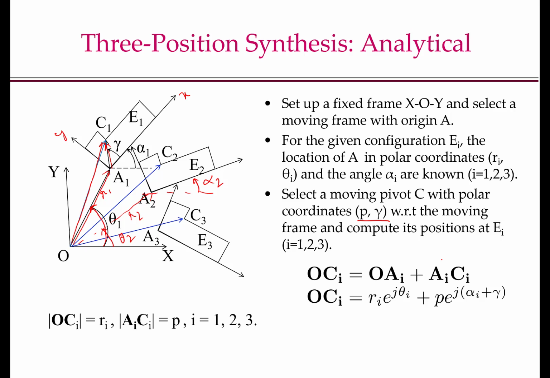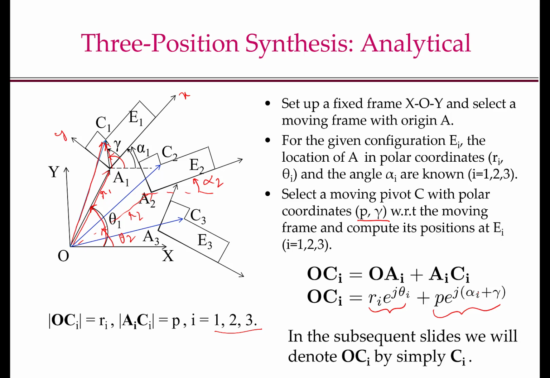The previous three equations can be written compactly as OCi equals OAi plus AiCi, where i varies from 1 to 3. OAi is Ri e to the power of j theta i, and AiCi is P e to the power of j (alpha i plus gamma). You can verify it for the pose E1. OA1 is R1 e to the power of j theta 1, and A1C1 has length P, and its angle is alpha 1 plus gamma, so it is P e to the power of j (alpha 1 plus gamma). Now in the subsequent slides, we will make the notation a little bit more compact.